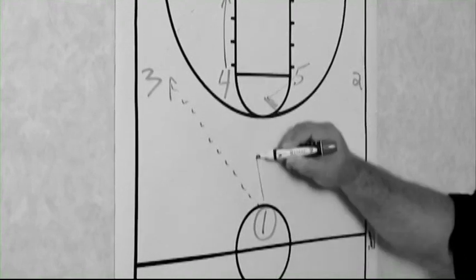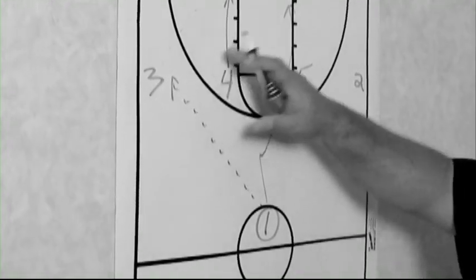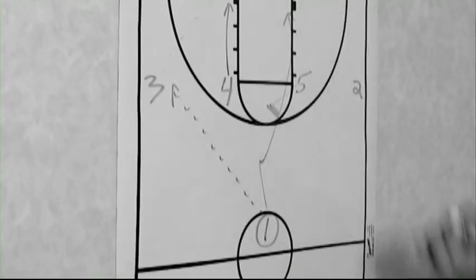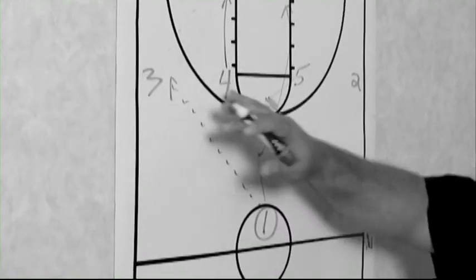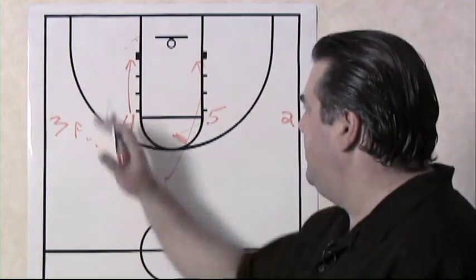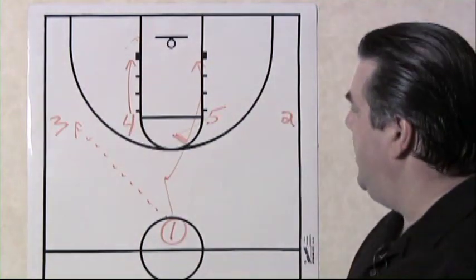As soon as 1 passes to the wing, 5 is going to come in and set a back screen for number 1, who's going to look also for a lob on the other side of the basket from number 3. Okay, this action happens first. This will happen a second or two after this look as 1 comes off the back screen.